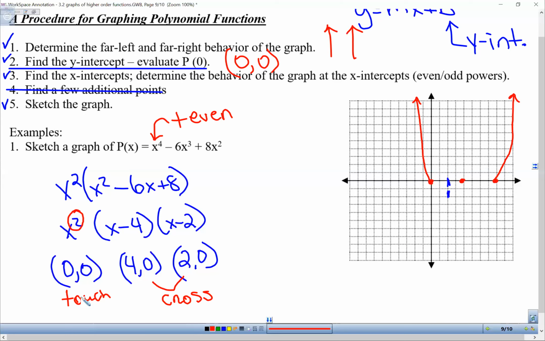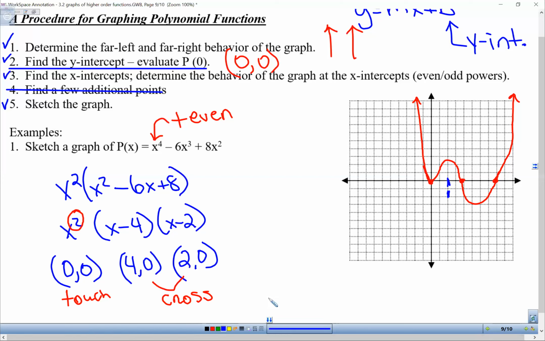And then we need to touch at 0, 0 and cross at 2 and 4. So we're right here at 0, 0. We've touched, which means we have to go back up because we can't cross. We need to come back down here and cross at 2 and back up and cross at 4. So there's your graph.